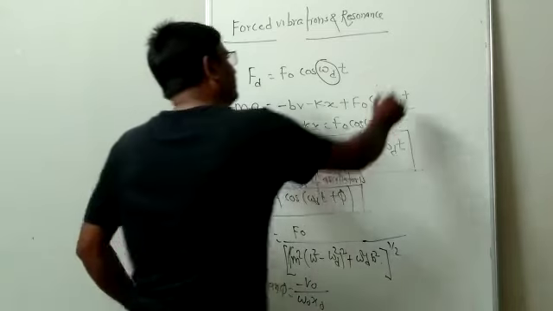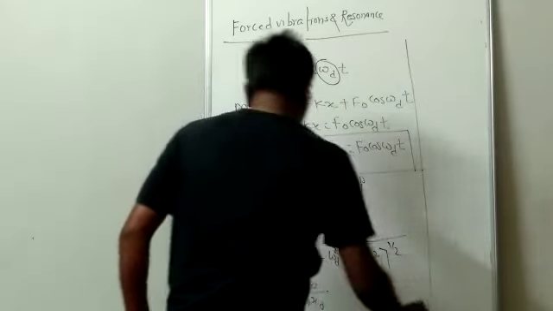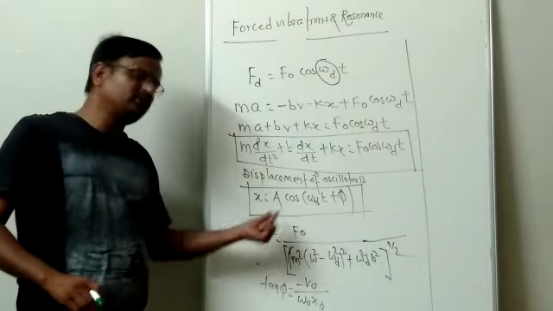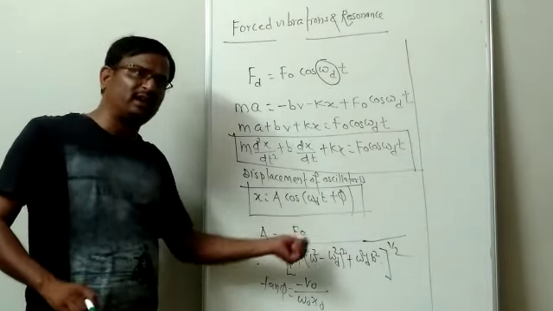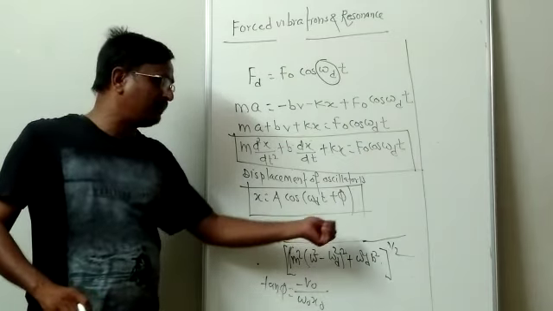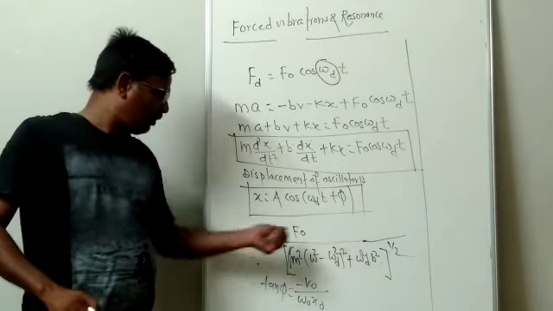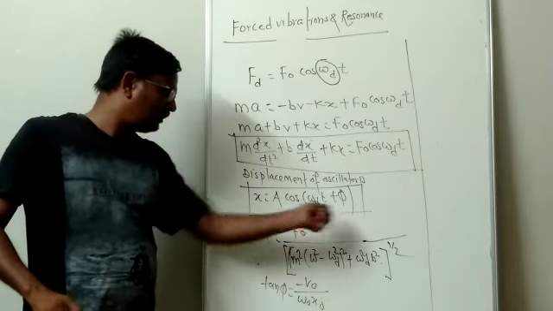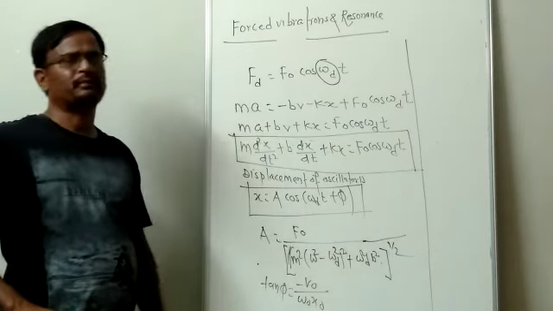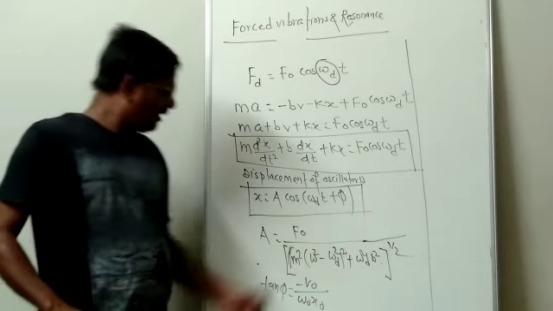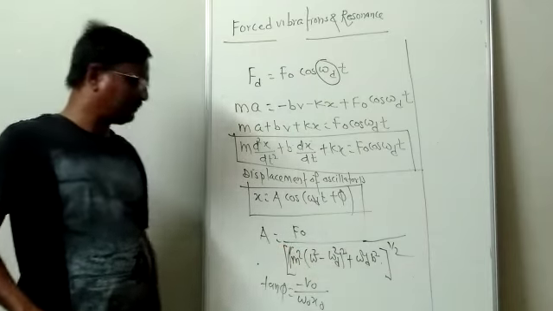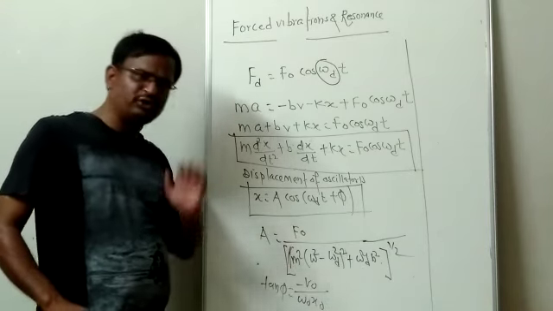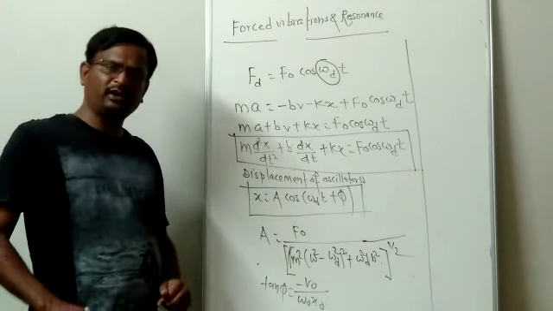Let's examine. This amplitude is given by F0 upon m square, in brackets omega square minus omega d square, whole bracket square, plus omega d square b square. Omega is the natural frequency, omega d is the frequency of the driving force, and b is the damping constant. v naught and x naught are the velocity and displacement at t is equal to 0. Today let's stop here.